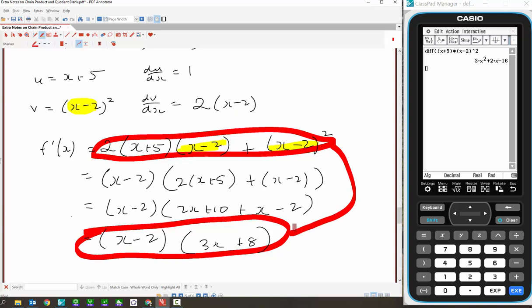So why would I do this when I don't have to? We'll just say part of the problem involves you working out when f dash x is equal to 0. Okay, i.e. you want to find out where the stationary points are. When it's in this form here, you can just apply the null factor law straight away.